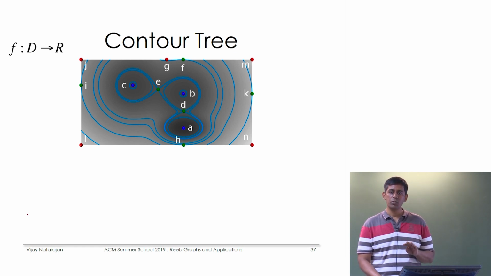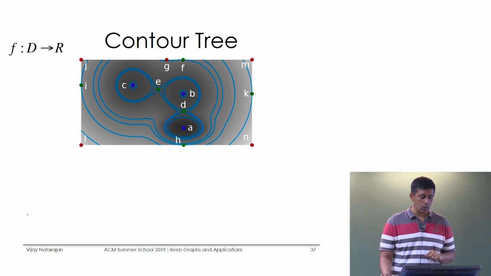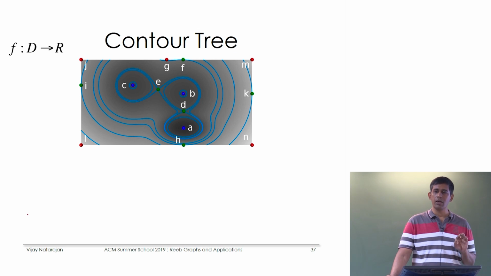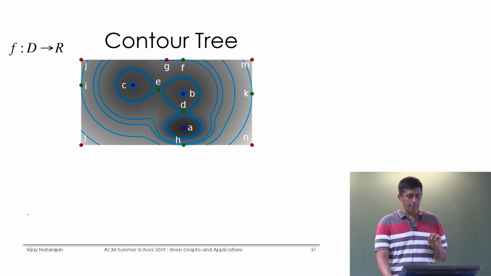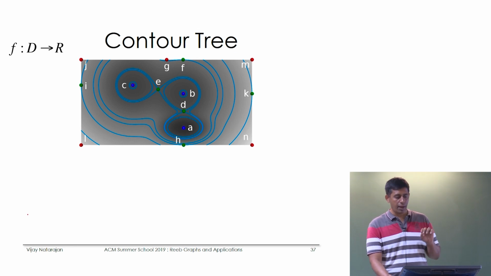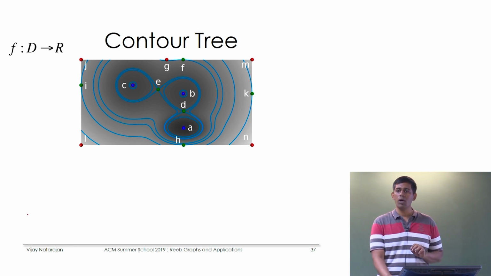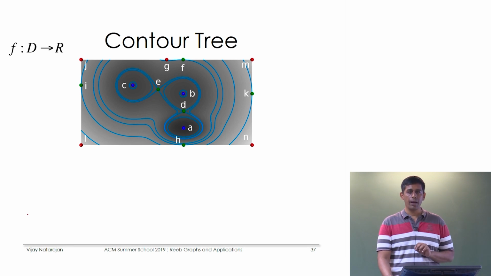Dark colors correspond to low function values. As you go towards white, you are increasing the function value. So the blue dots are the local minima. A, B and C are local minima, and all the corner points L, N, M, J and on the top G are local maxima, and the other green points are the saddle points.